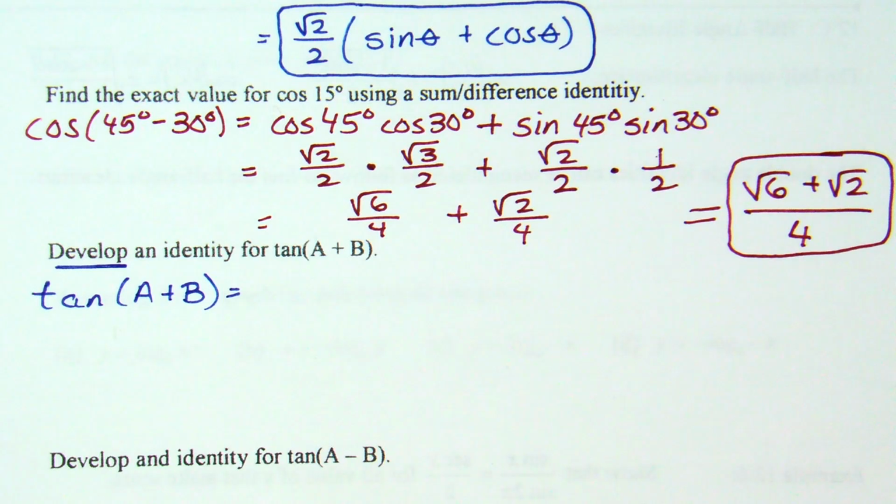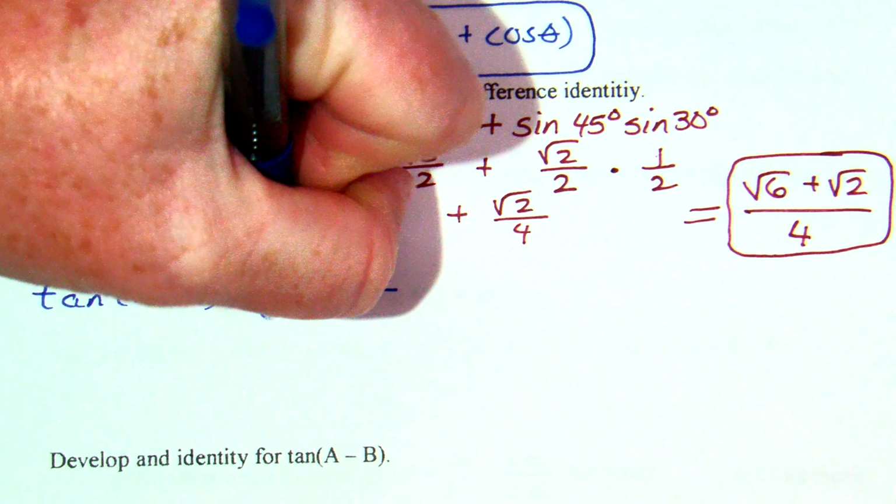So, tangent of A plus B. As I was saying, sine of A plus B over cosine of A plus B. And we can do that because we know tangent is sine over cosine, right? That's old news. Now, the advantage of doing this is sine of A plus B.